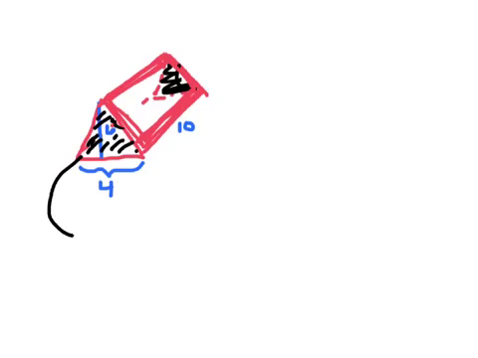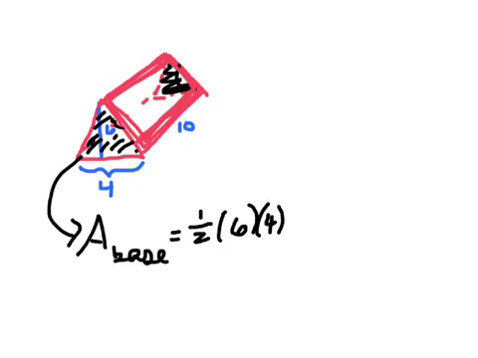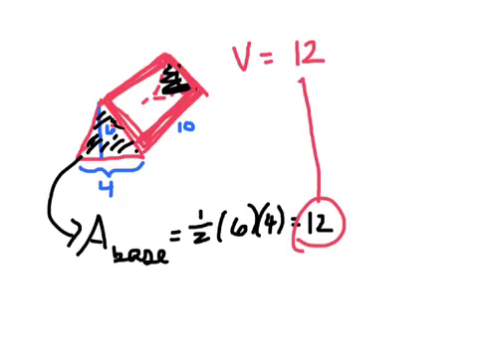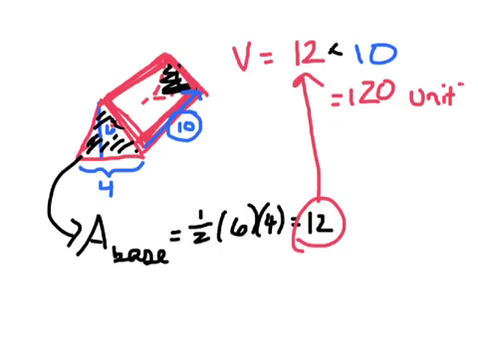So I'm going to find what the area of the base is. In this case it's a triangle, so it's going to be 1/2 the 6 times the 4, in other words 12. Then to calculate the volume, it's going to be the 12 given by this base times the 10 given by how far back that base extends. So in other words, my volume is going to be 120 units cubed.